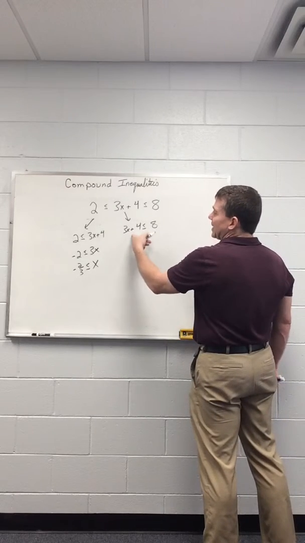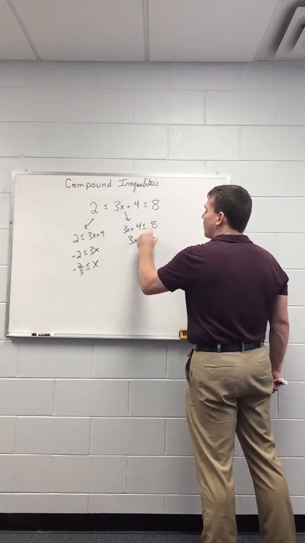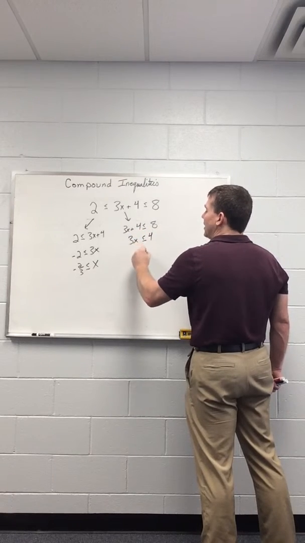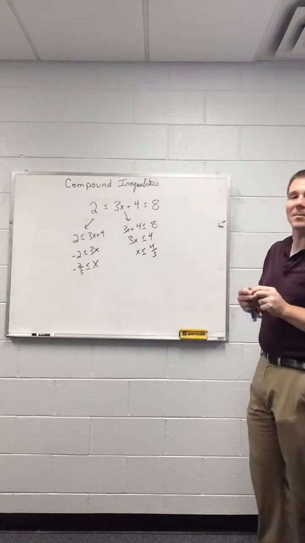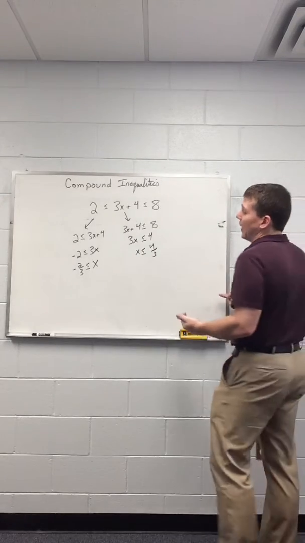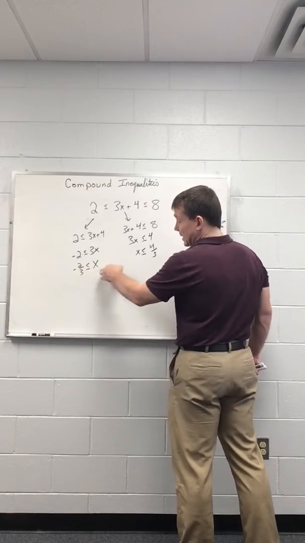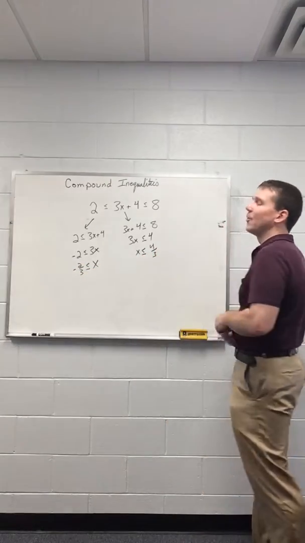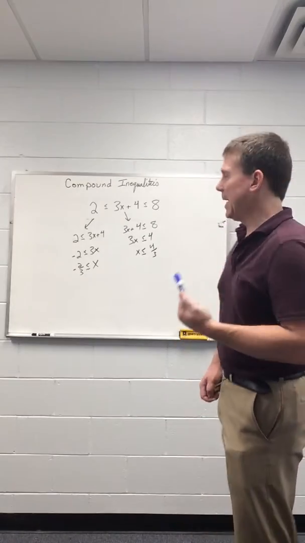Here I want to get the x by itself. I subtract the 4. 3x is less than or equal to 8 minus 4, 4. I divide by 3. X is less than or equal to 4 over 3. And now I just get those 2 answers, and then I combine them. Negative 2/3 is less than or equal to x, which is less than or equal to 4/3. And if you want to do it that way, that's completely fine.